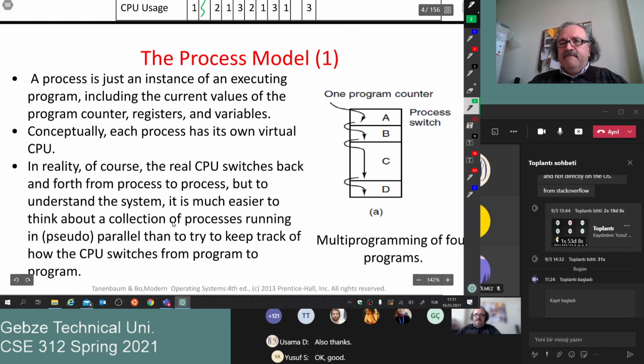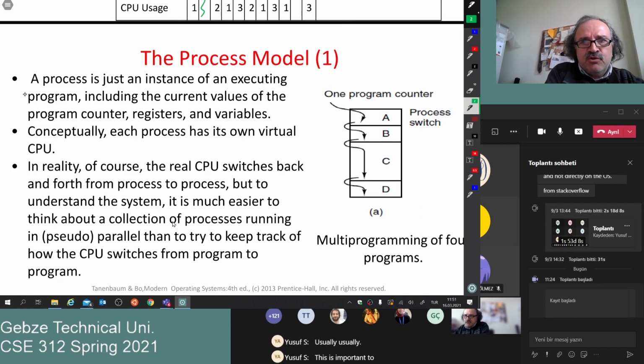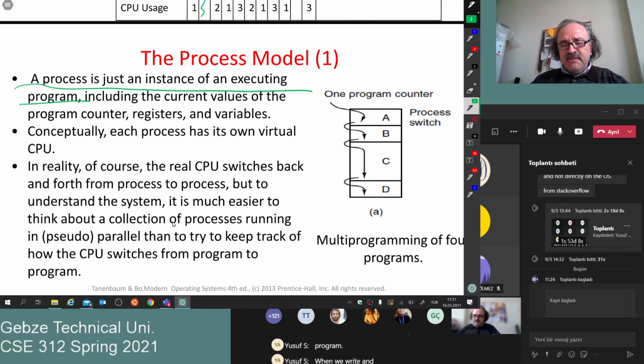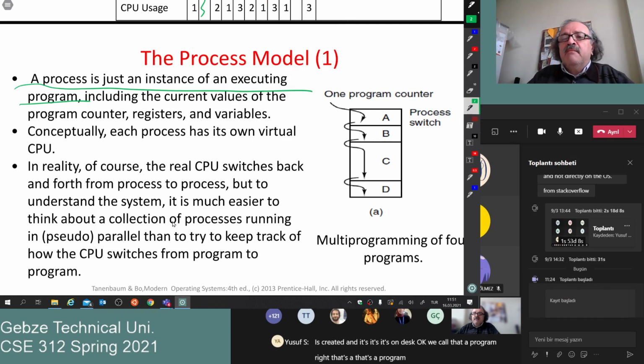So again, this is important. A process is just an instance of an executing program. When we write and compile our programs and link it, an executable code is created and it sits on disk. Okay, we call that a program, right? That's a program to be run. But when it starts running, now we talk about processes. A process is a running program, okay?